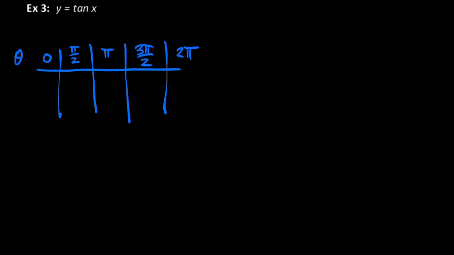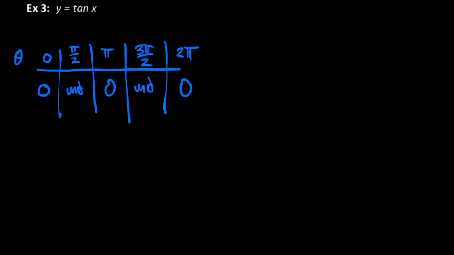And there's that trick I told you guys: if the slope is 0, tangent is 0; if the slope is undefined, tangent's undefined. So at 0 radians, tangent is 0. At pi over 2, it's undefined. At pi, it's 0. 3 pi over 2, it's undefined, and so on and so forth. So it doesn't give us a whole lot of information.